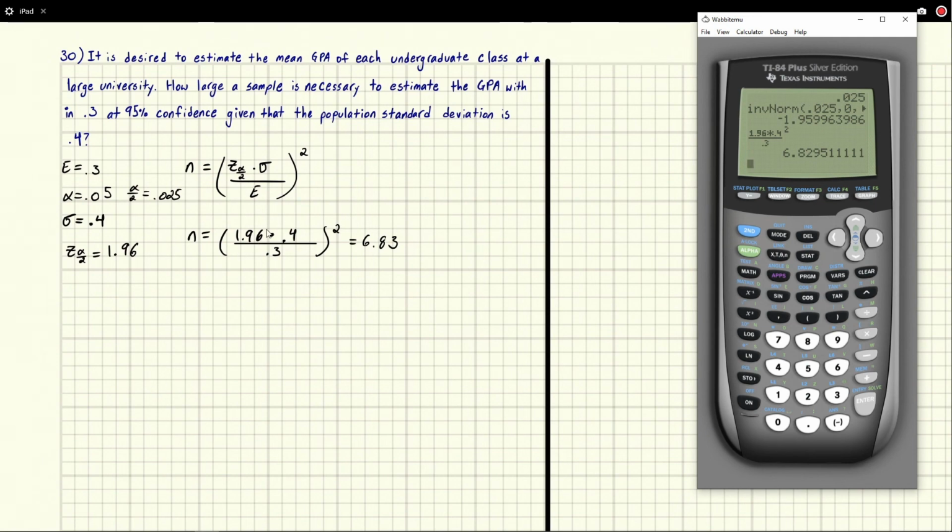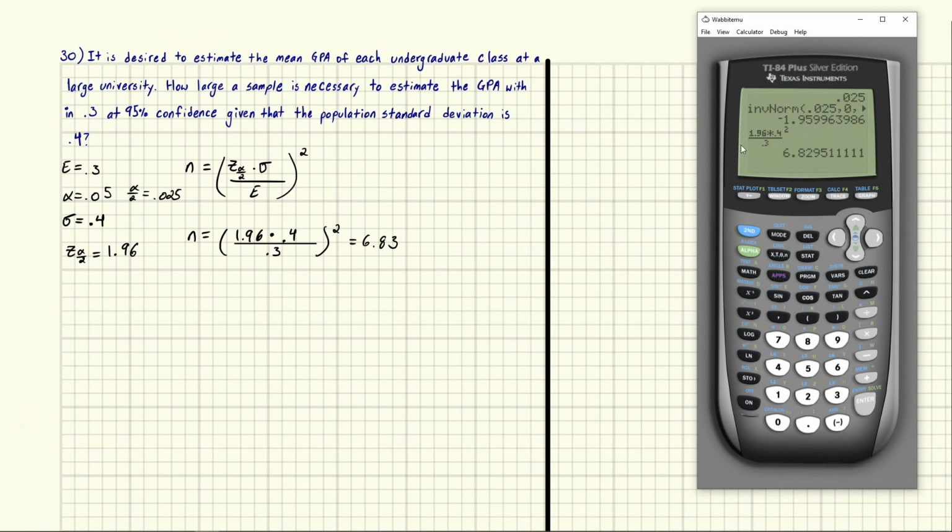Okay, and there's another way to enter this in the calculator. We could also do this whole inside bit and then square it if you don't want to use the fraction key. So you could do 1.96 times 0.4, hit enter, divide that by 0.3, and then square it. So we take our answer and we square it. So you just hit square, it'll put the last thing you had there, and we'll get the same answer, 6.83.